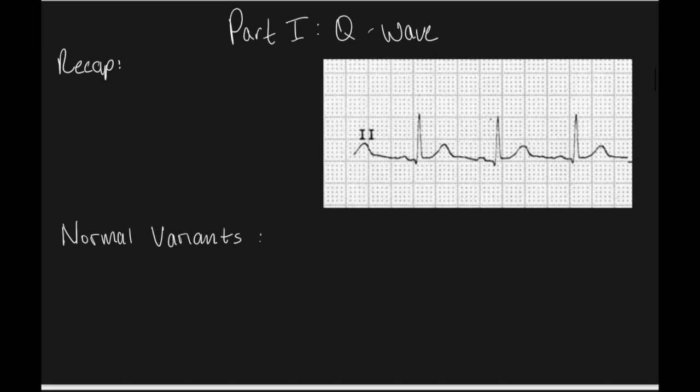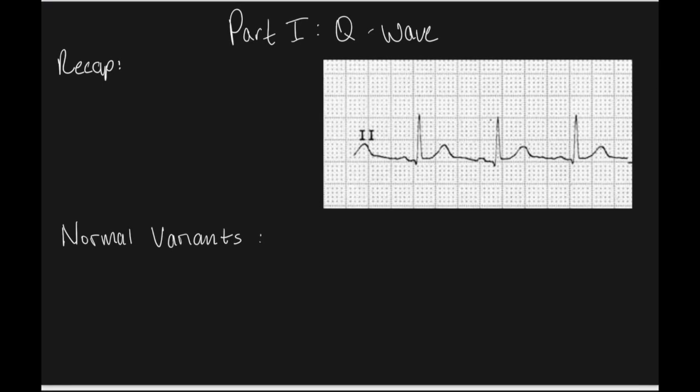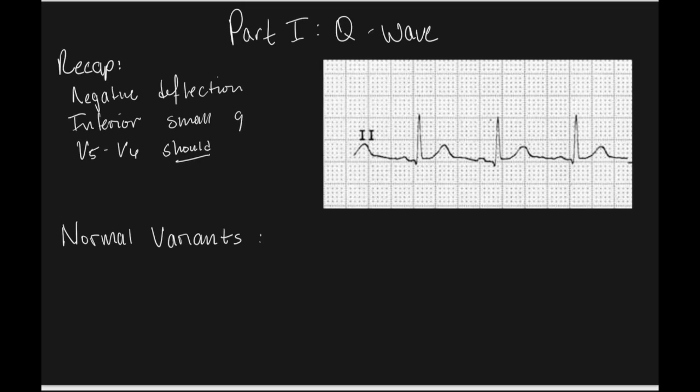Moving on to the Q wave. Remember that that's the negative deflection. Remember that small Q waves are okay, especially in the inferior leads. We know that V5 and V6 should have Q waves. And remember that AVR may have larger Q waves.